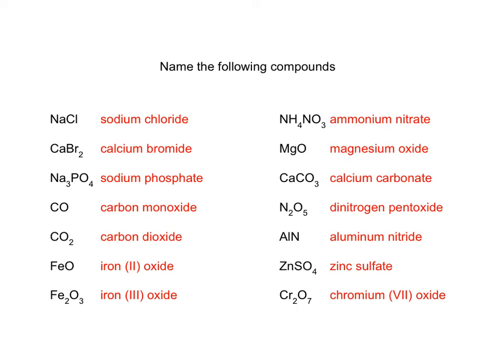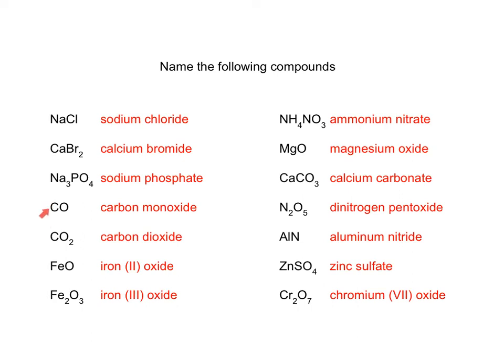And here they are. So just to walk through them a little bit and the process that is going on here, NaCl is an ionic compound. Sodium is a group 1 metal, so we don't have to worry about that in the name. So we just have sodium chloride. Same thing here. Calcium is a group 2 metal, so we have calcium bromide. Here we have sodium coming together with our phosphate polyatomic ion for the name sodium phosphate.